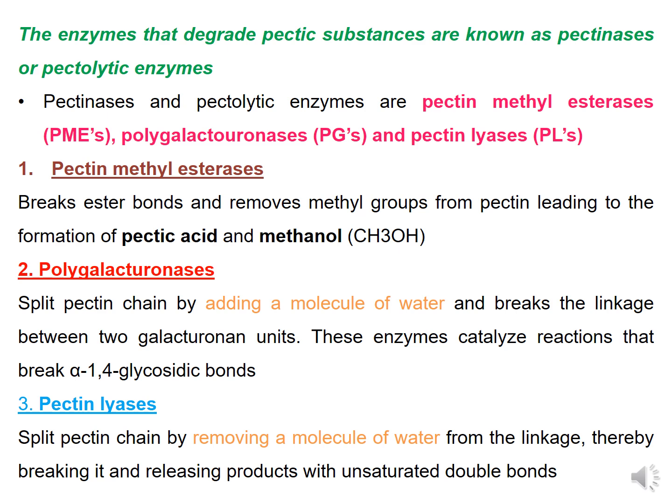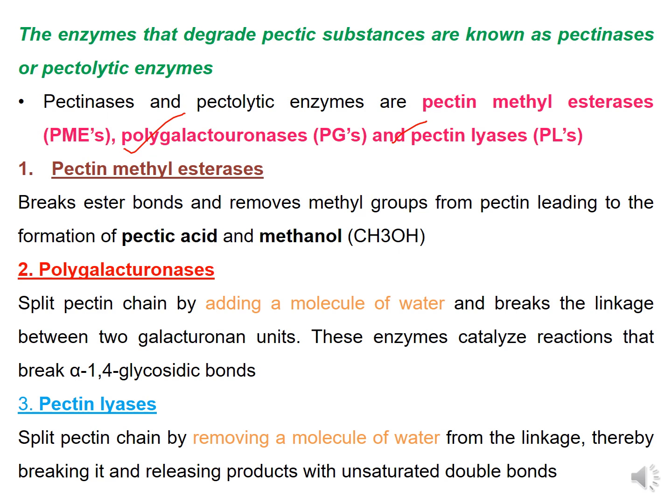So there are different pectinases or pectolytic enzymes which are produced by the fungi. Let us see what are those pectinases. First one is the pectin methyl esterase, second one is the polygalacturonases, that is PGs, and third one is the pectin lyases, that is PLs. So what is the role of each enzyme during the pathogenesis?